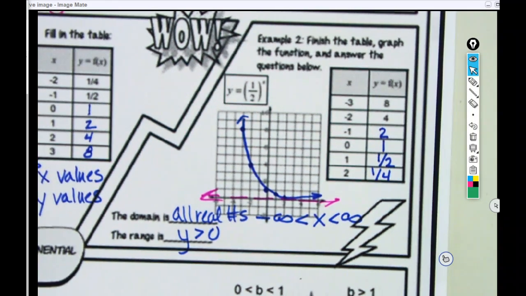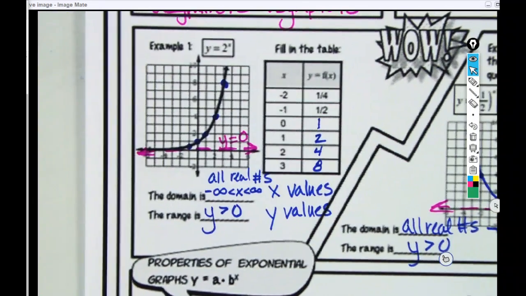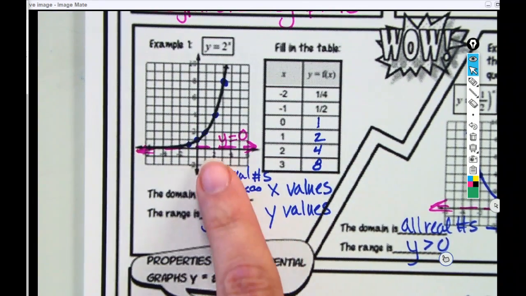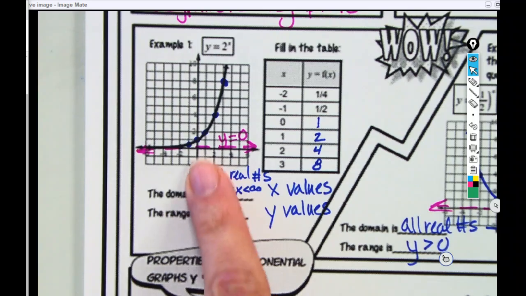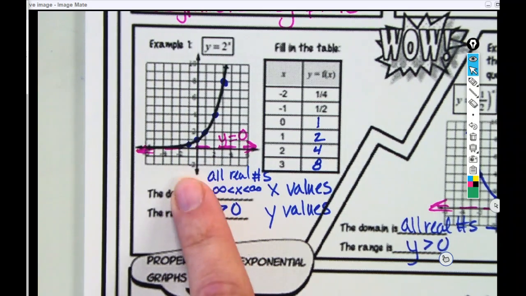So what was the range on the last problem? Same thing. Y is greater than 0 because it doesn't exist down here in the y negative area.